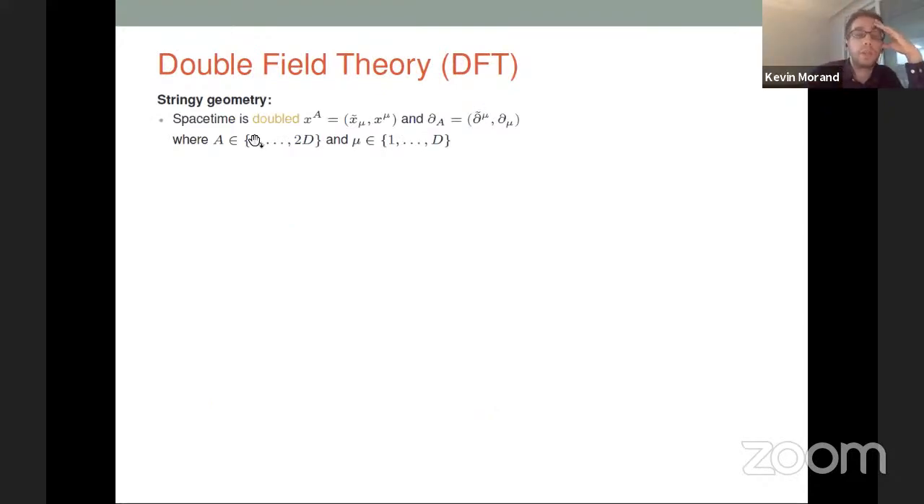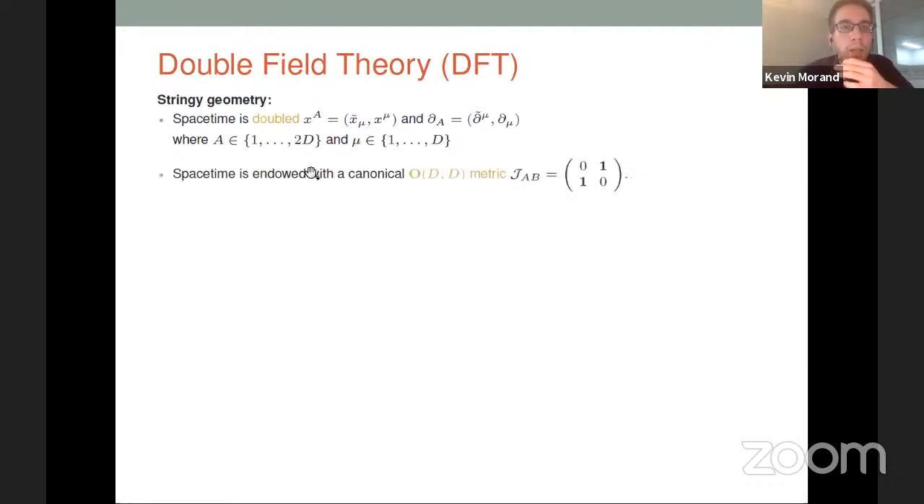So in double field theory, space-time is doubled, as the name suggests. So we have some double coordinates, which span 2D dimensions, and can be split into d-dimensional coordinates, x tilde and x. The same can be done at the level of the partial derivative. And this splitting allows us to define a canonical O(D,D) metric on our space. So this canonical O(D,D) metric defines the O(D,D) group.